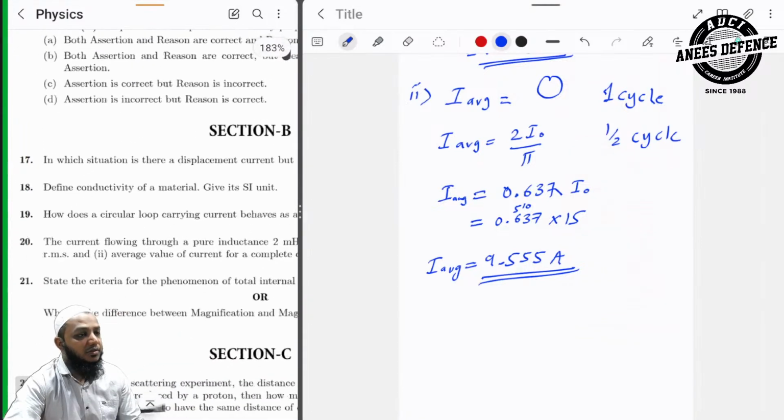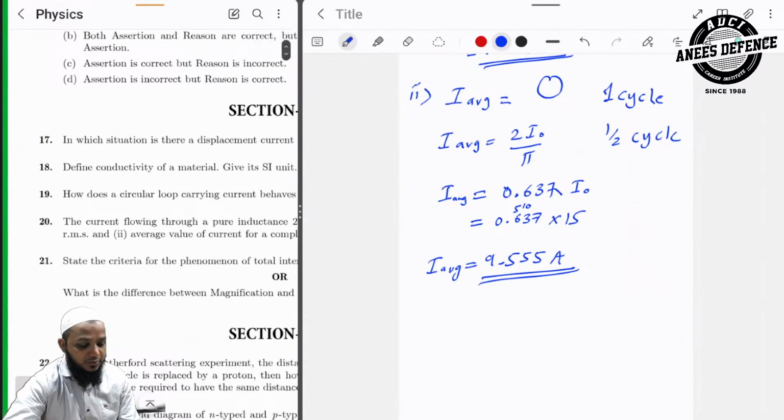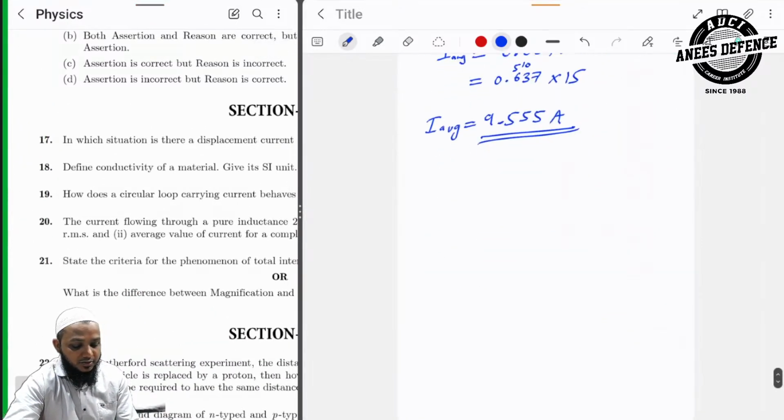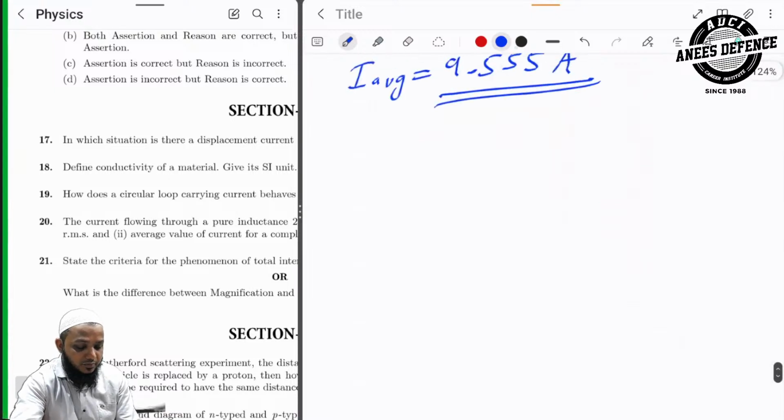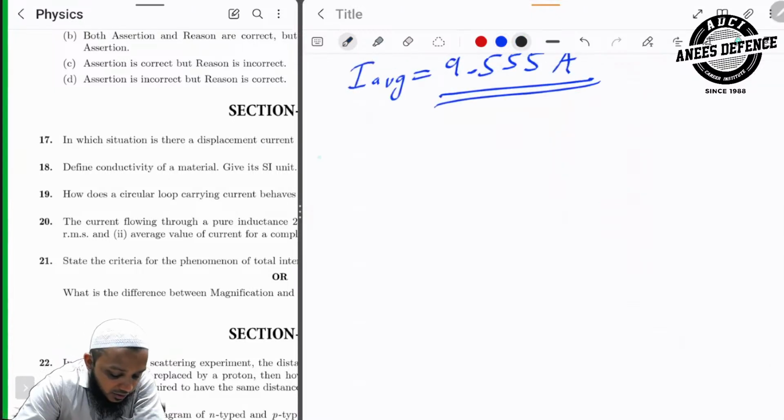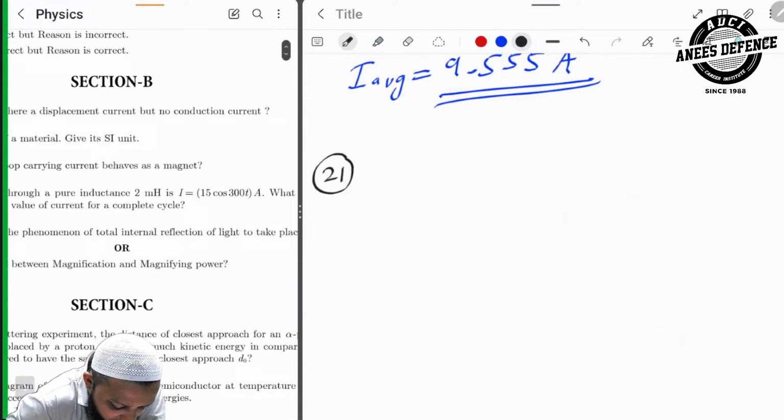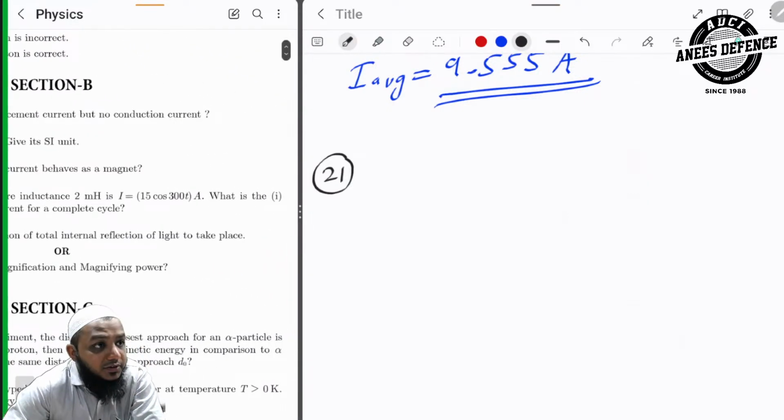Okay, we'll start with the 12th. Right now, exams are going on. That's why I'm solving the sample paper. We will do it from scratch. See, I'm taking question number 21. State the criteria of phenomena of total internal reflection of light to take place.